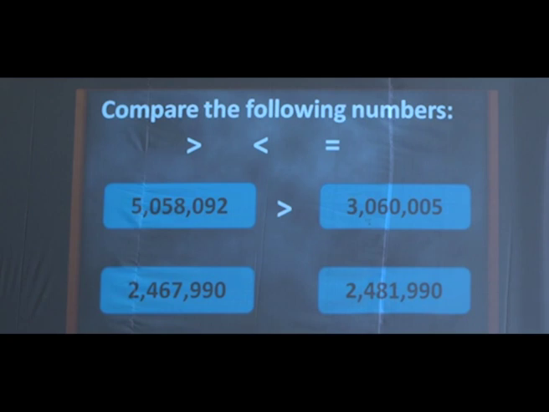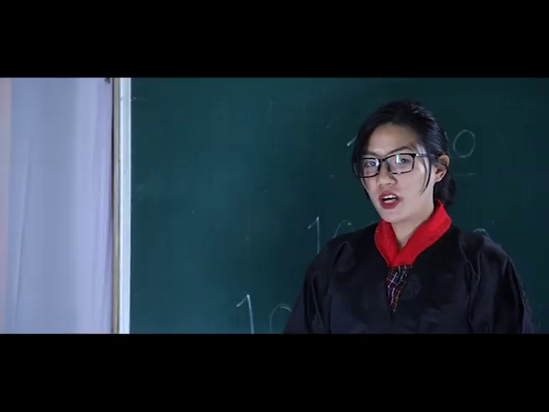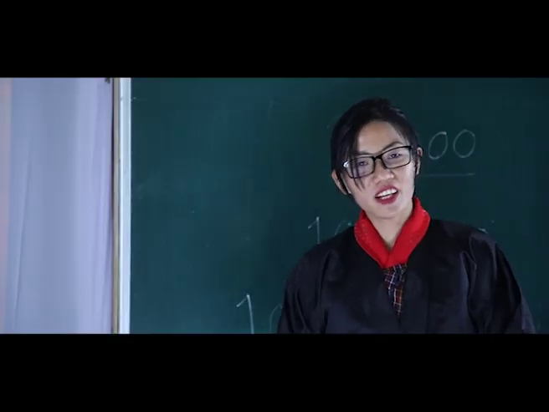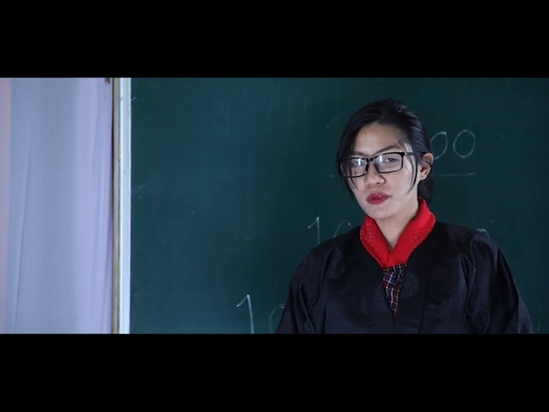So do we stop there? Do we write the equal to sign there? No, right? We move on to the number on the right again. We have 60,000 here and we have 80,000 here. Which one is greater? 60,000 or 80,000? 80,000 is greater, right? So the greater number in this pair is 2,481,990. Did you get it right?